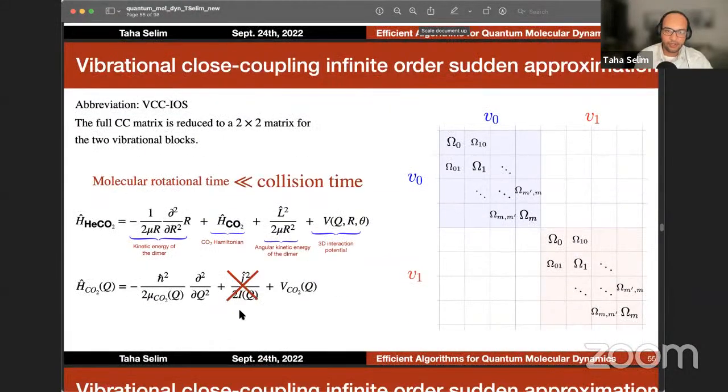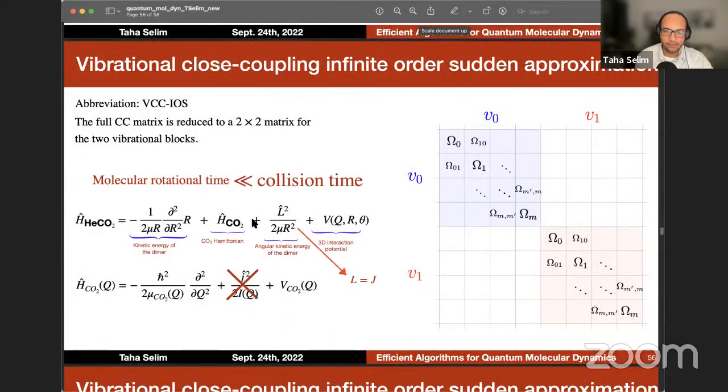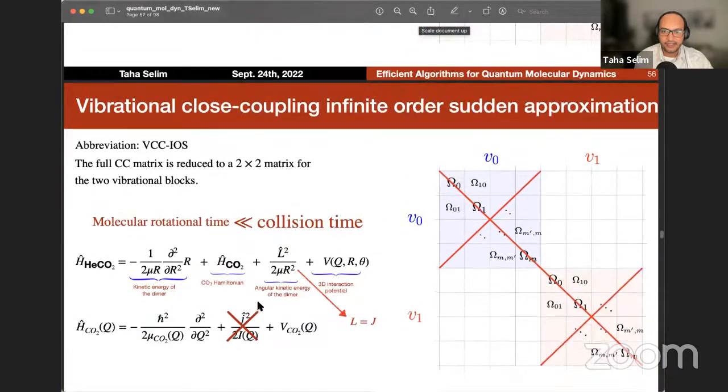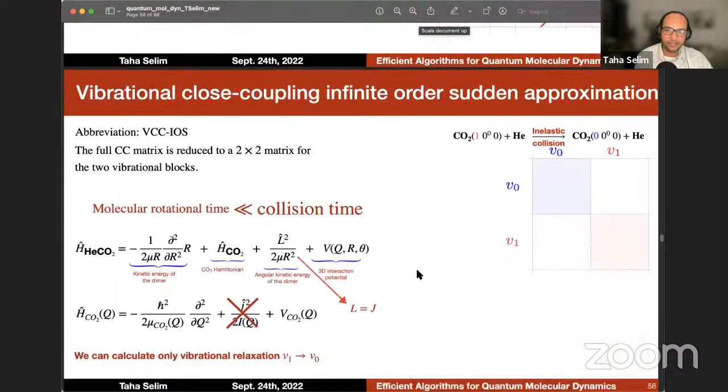Here we switch off a term in the Hamiltonian, and this one is approximated. Then all of these nice omega blocks are gone, and we end up with a 2x2 matrix. It's literally a 2x2 matrix, a very trivial matrix.